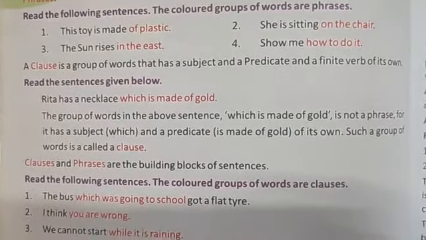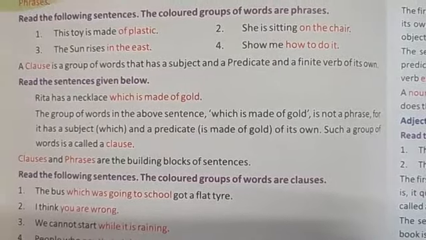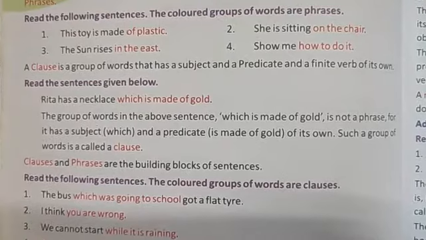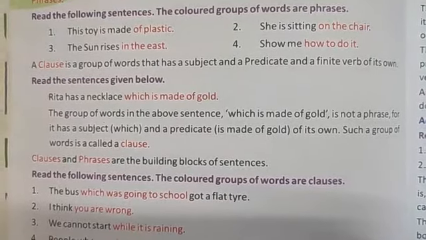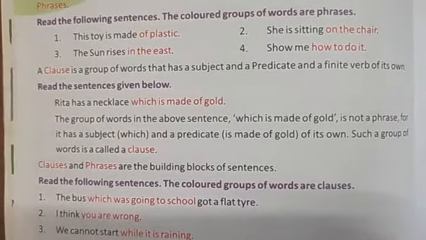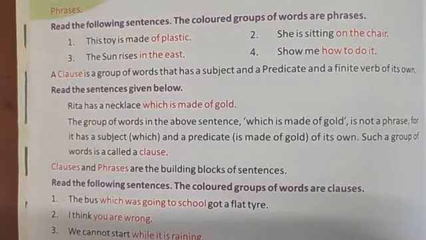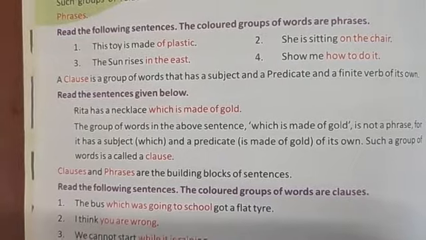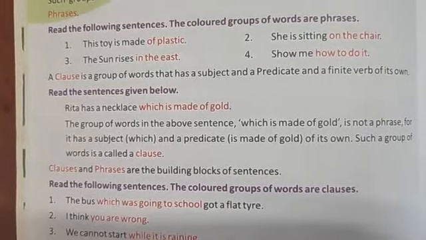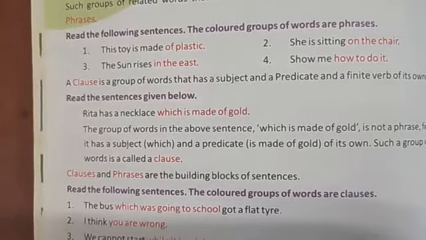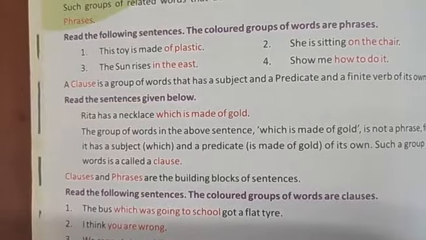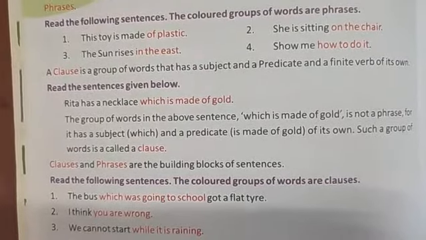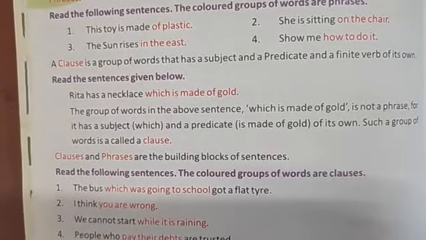The group of words in the above sentence, which is made of gold, is not a phrase, for it has a subject, which, and a predicate, is made of gold, of its own. This group of words, which is made of gold, is a clause because it has a subject which and a predicate is made of gold. Such a group of words is called a clause.